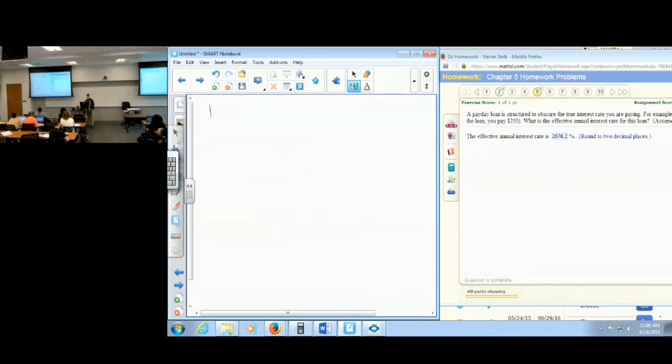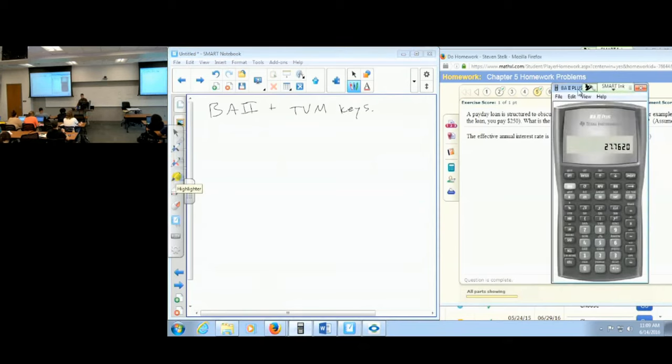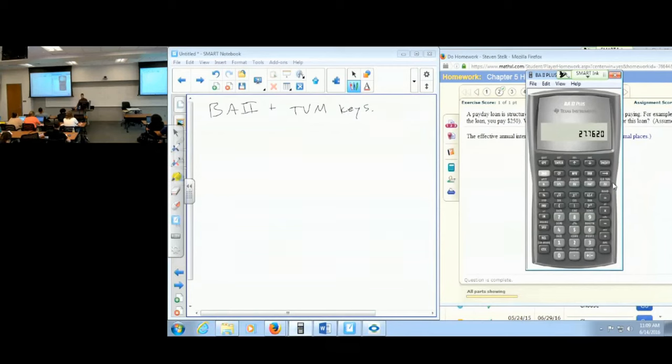All right, so let's talk about, let's say, BA II Plus. What we're going to look at are the TVM keys, the time value of money keys. If you look at the calculator, that's this row of 5 keys on the 3rd row: N, I/Y, PV, PMT, and FV. Okay, let's start by defining those things and saying a little bit about them.